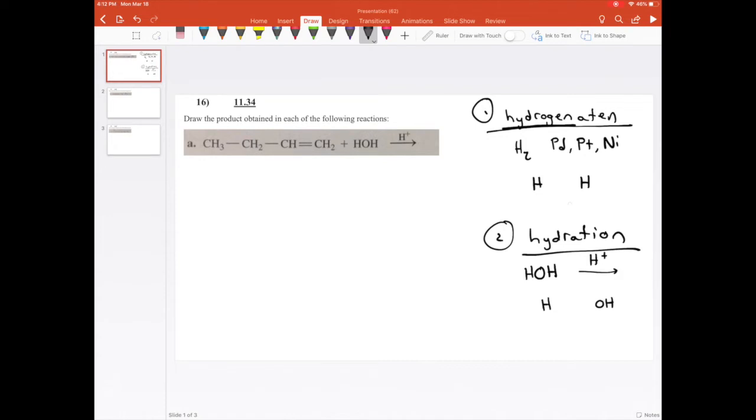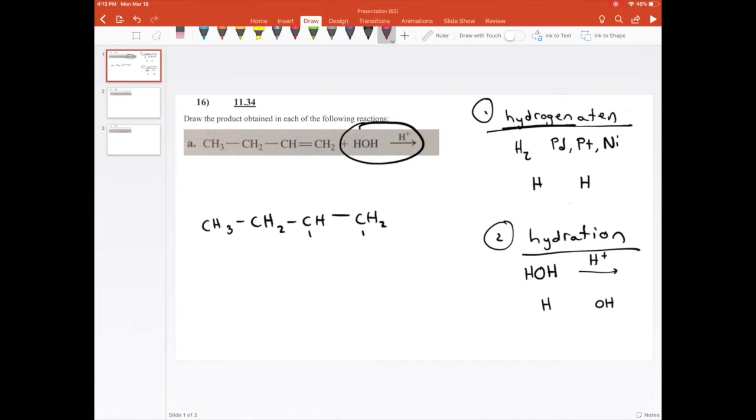So, in this molecule, notice we have the HOH and H+. So this is going to be hydration. First step is just to redraw the molecule exactly as it's given in the problem. Next step is to erase the second bond in the double bond and to draw two new bonds to the carbons that were in the double bond. Now because this is hydration, we're going to be adding H and OH. But these two carbons aren't symmetrical, and so it makes a difference where we put the H and where we put the OH. The OH goes to the carbon bonded to more carbons.